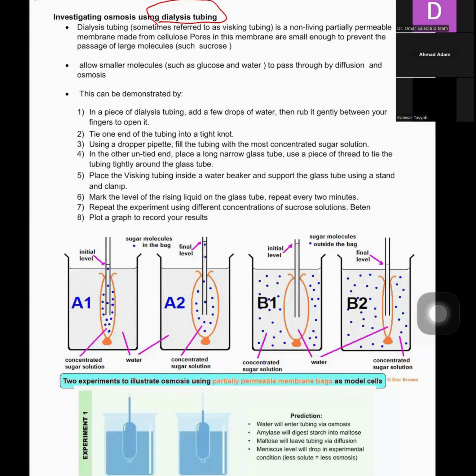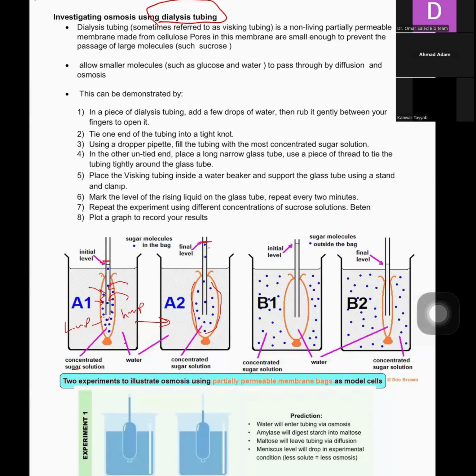Very important. For example, here we have water and here we have the dialysis tube and here we have concentrated sugar solution. So the water is what? High water potential. The concentrated solution is what? Low water potential. So osmosis is the movement of water from high water potential to low water potential through a partially permeable membrane. So the water will diffuse into the dialysis tube. So the tube becomes increased in size and the water level increases.